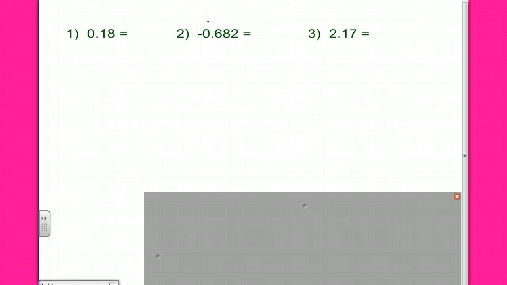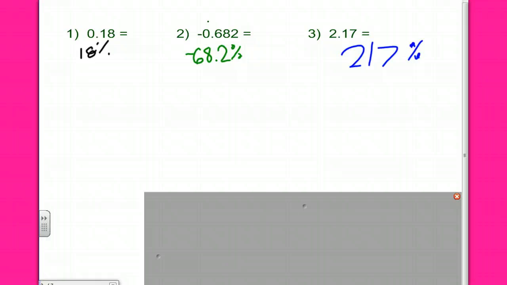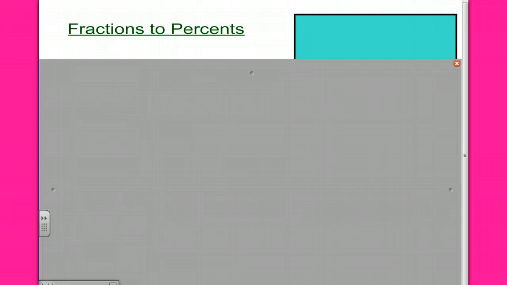So we're going to change these to percents. So go ahead and pause the video and change it to a percent. Come back and check your work. And there you go. Wonderful answers. Each of these students moved the decimal 2 places to the right because they added a percent sign. Okay, let's try taking fractions to percents.